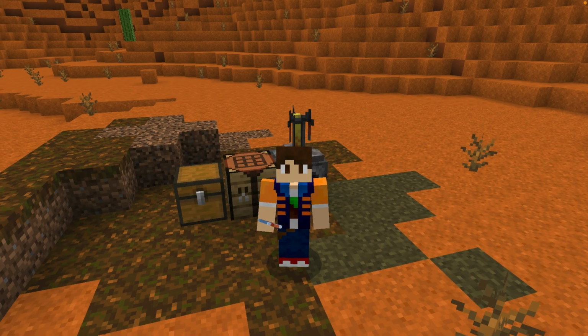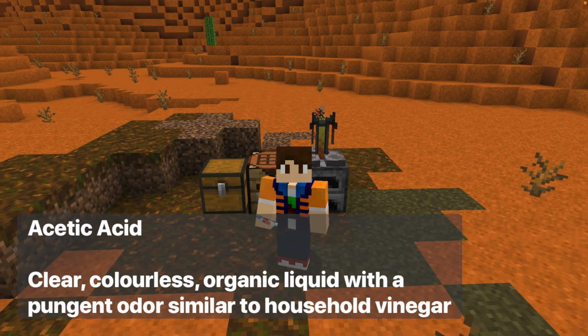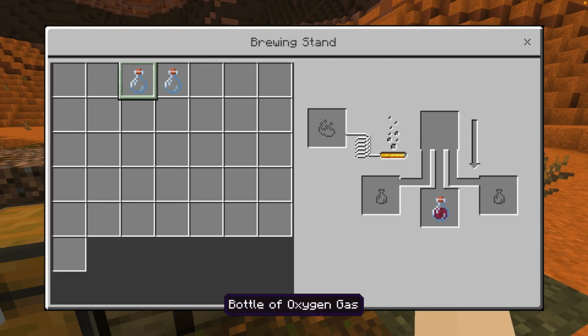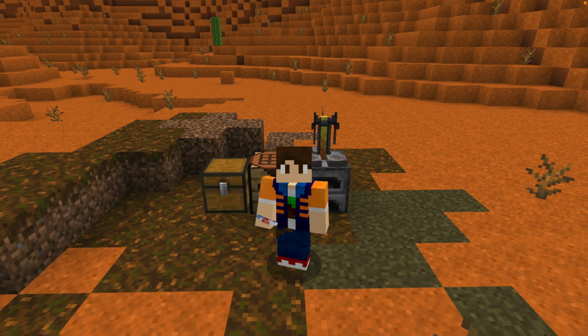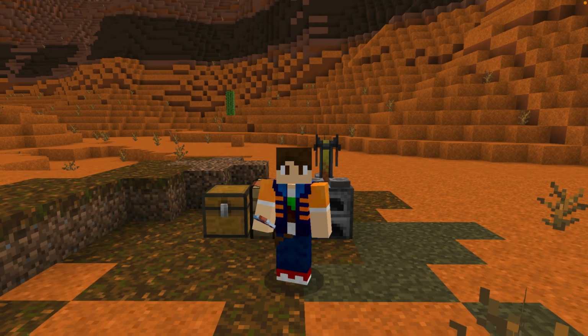Okay, continuing on with the mod, we can also turn the alcohol into something called acetic acid. It's basically the stuff in vinegar. To make acetic acid, you just need to add oxygen to alcohol. Now, in real life, you need something called an oxidizing agent. It allows whatever substance reacting with it to undergo oxidation.